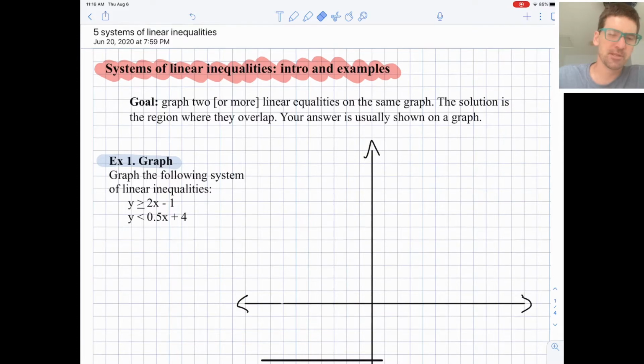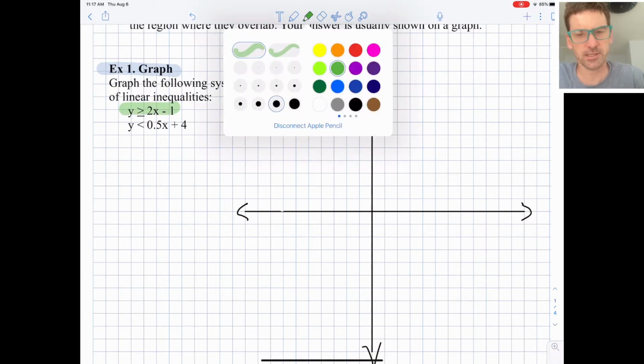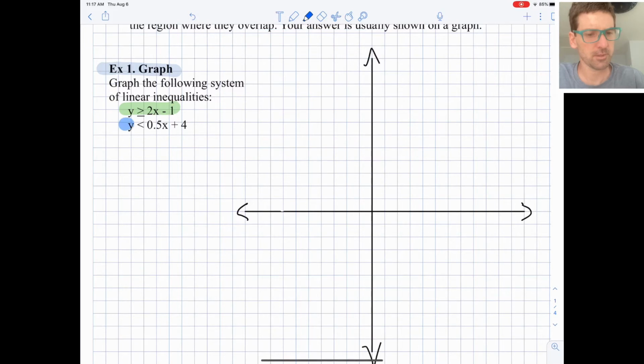Let's do an example. For this first one, we're going to graph the following system of linear inequalities, where we have y is greater than or equal to 2x minus 1, and then also y is less than 0.5x plus 4. I'm going to try to be careful with color coordinating here. Let's have this first one be green, and let's have this second one be blue. I'll try to separate those by color.